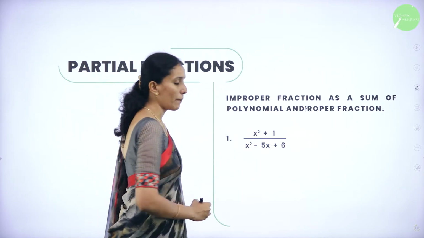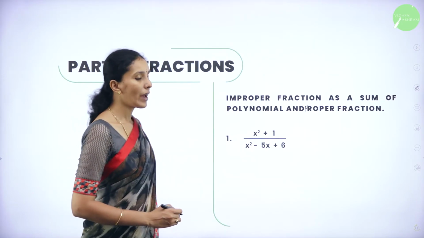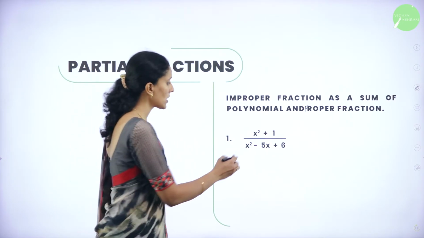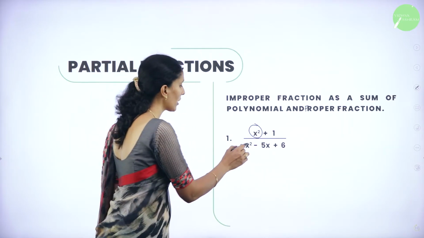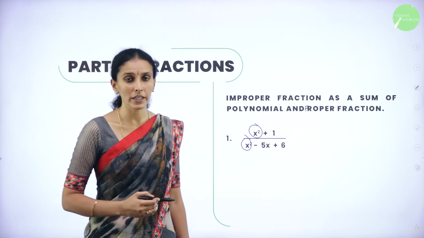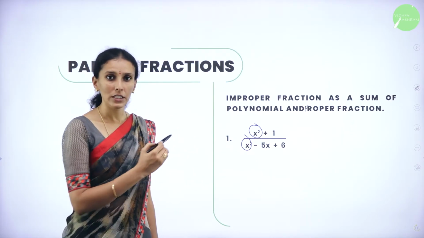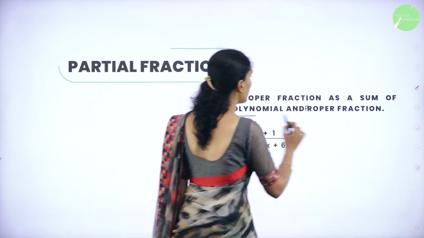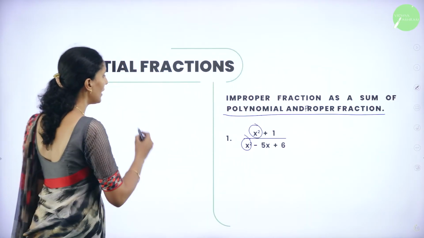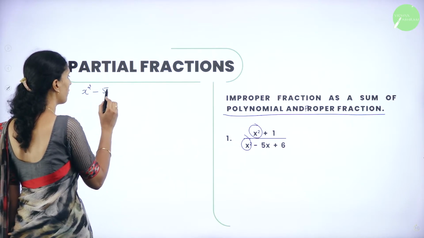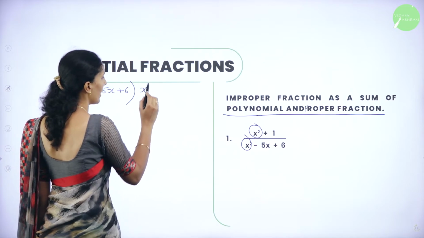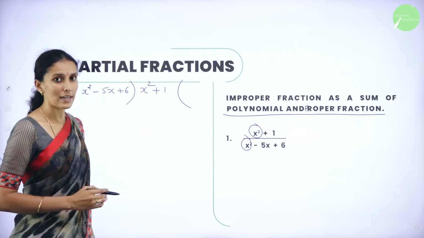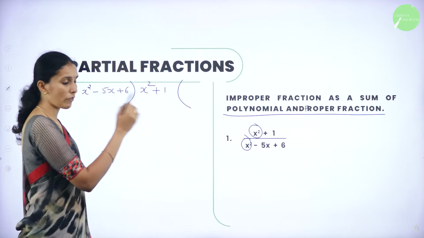So here is an example, x square plus 1 divided by x square minus 5x plus 6. This is clearly an example of an improper fraction. How? Because the degree of the numerator is 2, and here the degree is again 2. So you have the same degree in both numerator and denominator. Therefore, this is an example of an improper rational fraction. Now, we will write it as a sum of a polynomial and a proper fraction. So, we'll divide it now. x square minus 5x plus 6 divided into x square plus 1. How will we divide it? We see that the first terms are the same. So here x square and x square are the same, so we will multiply with 1.